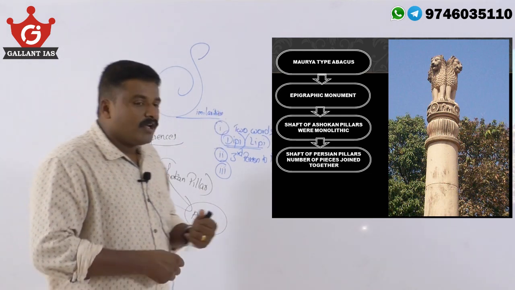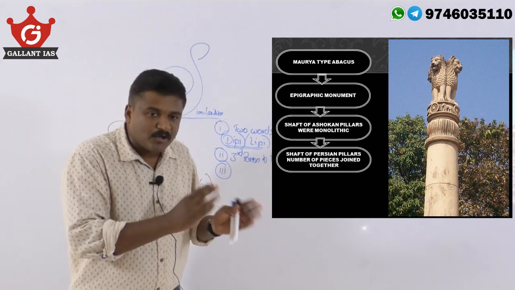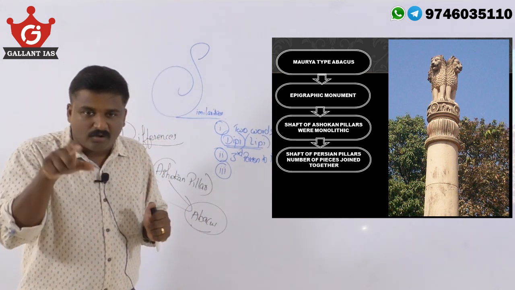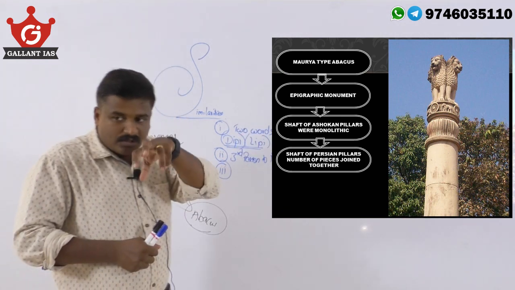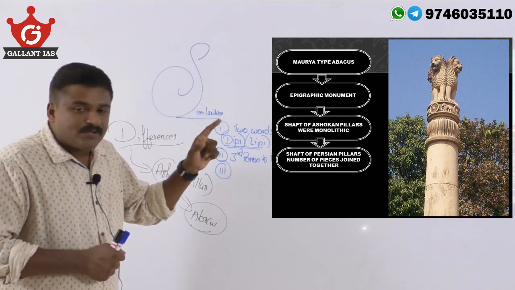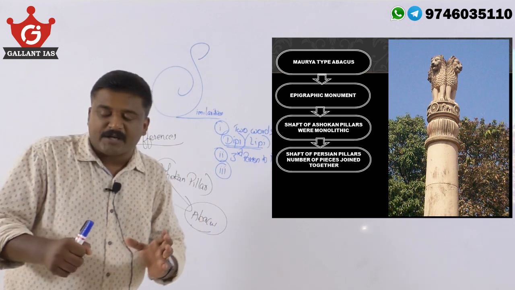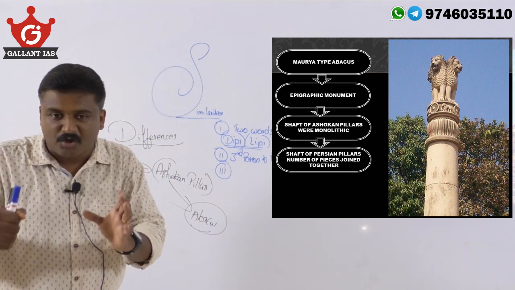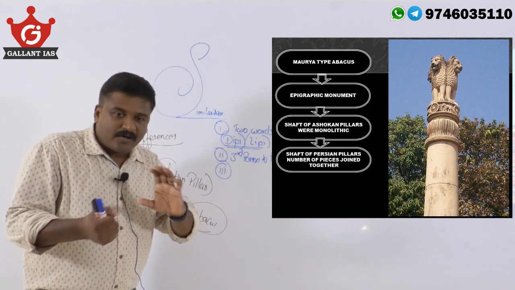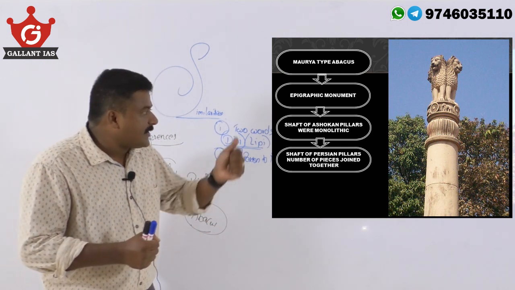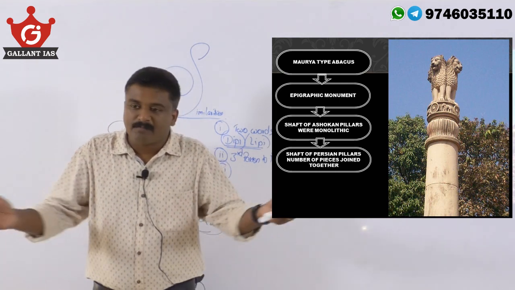On the abacus, you can see the animals rotating in a clockwise direction, separated by a Dhamma chakra wheel, that is, a spoked wheel. That is a unique feature of Mauryan architecture or Ashokan pillar art. Now, the Ashokan pillar definitely is an epigraphic monument. It is not for supporting the roof of any palace or temple structures.